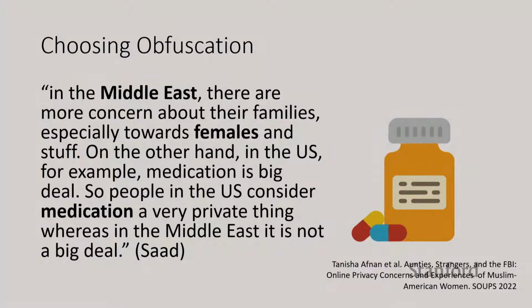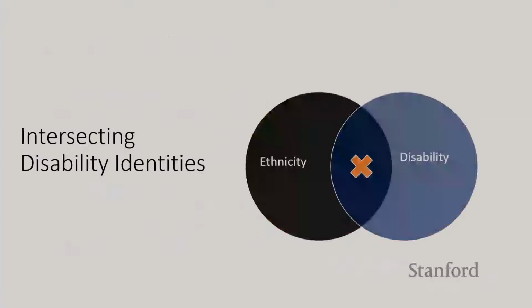Saad illustrates this dilemma of deciding what is sensitive or private when he said, in the Middle East, they are more concerned about their families, especially towards females and stuff. On the other hand, in the US, for example, medication is a big deal. People in the US consider medication a very private thing, whereas in the Middle East, it is not a big deal. This quote extends prior work on privacy-preserving mechanisms amongst Muslim American women, and it shows that it may be difficult to have an automated approach relying on this quote-unquote universal set of private items. It suggests that blind and low vision people are aware that the data that powers these systems are usually biased towards Western countries and Western contexts.